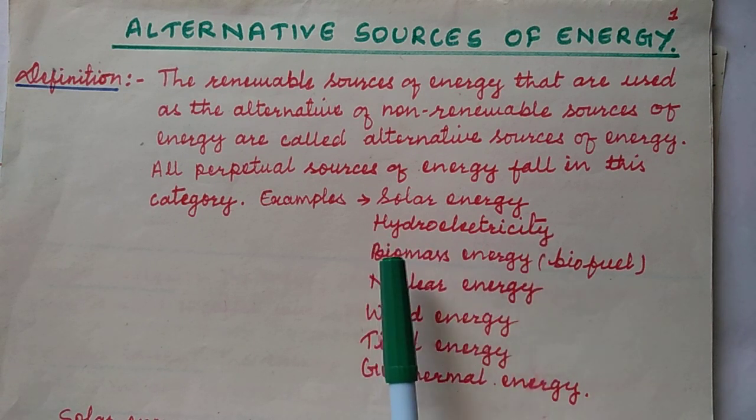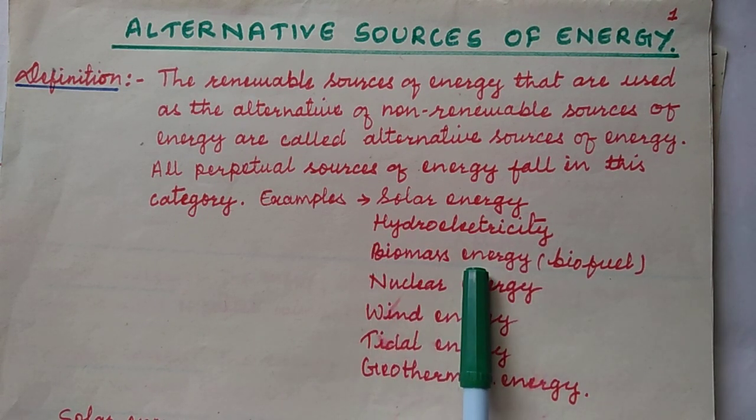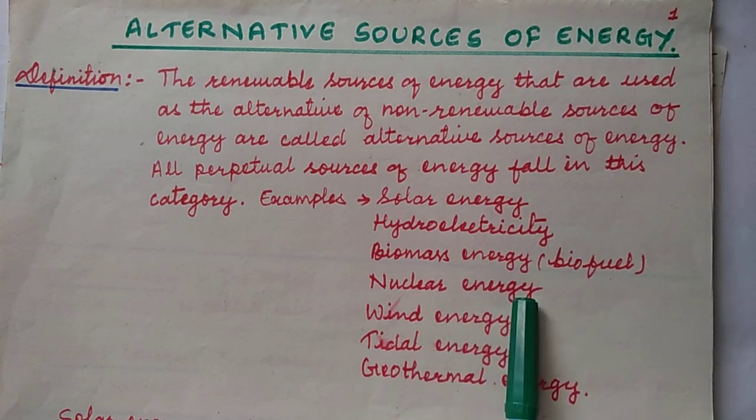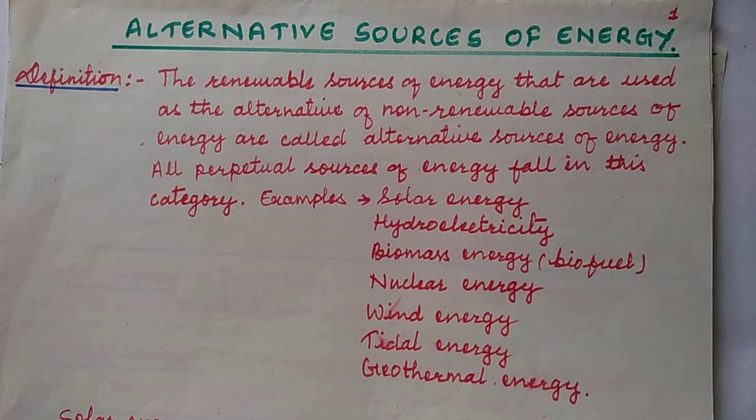Examples: solar energy, hydroelectricity, biomass energy or biofuel, gobar gas, nuclear energy, wind energy, tidal energy and geothermal energy. These are the examples of alternative sources of energy. Solar energy and hydroelectricity have been discussed in the previous part as major sources of energy in Nepal.